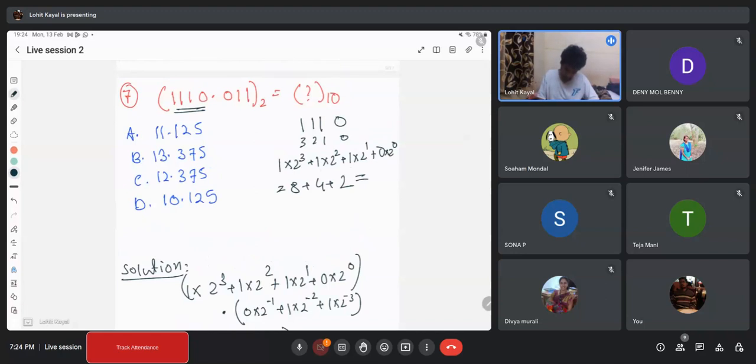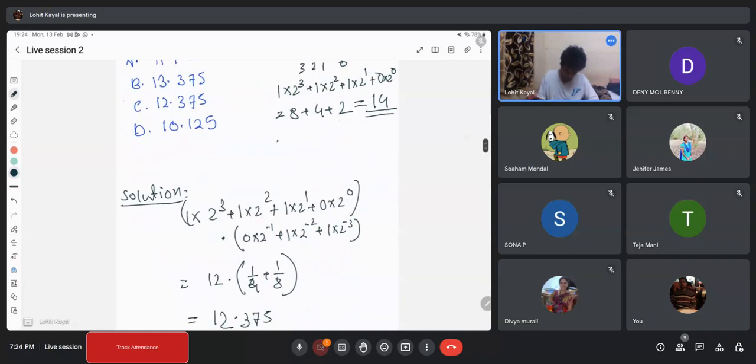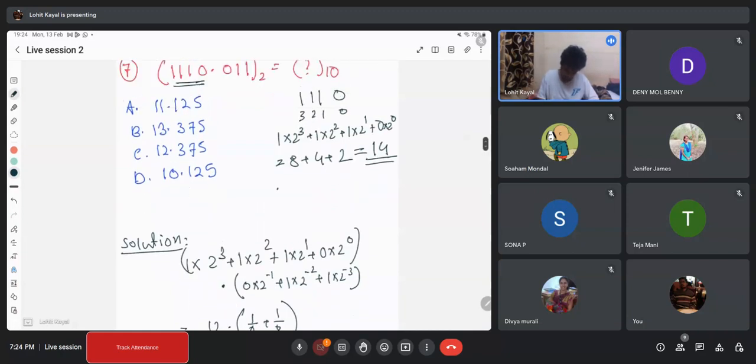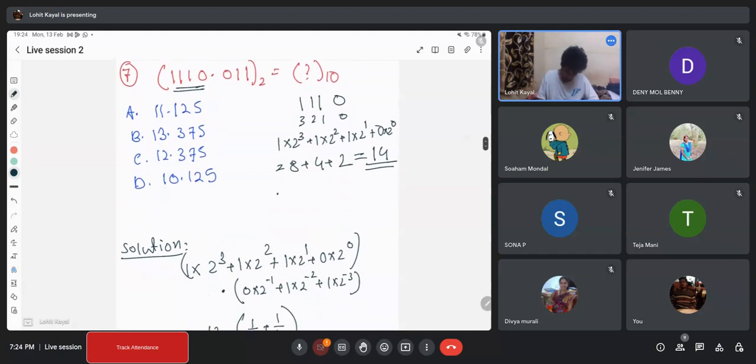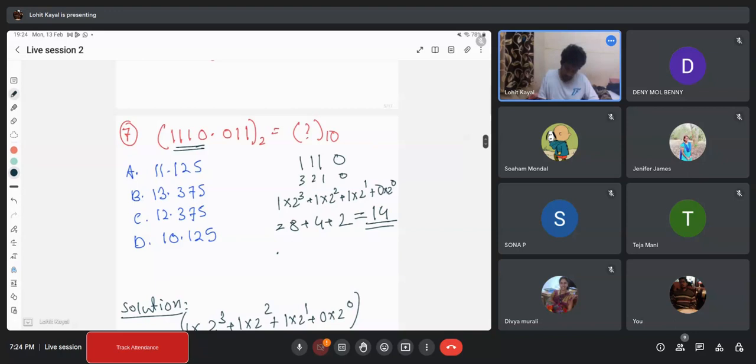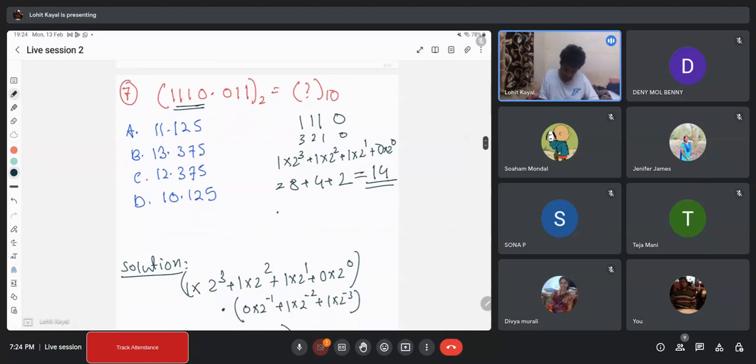8 plus 4 plus 2 equal to 14. And what will be 0.011? So it will be, the power counts here like this. This is -1, this is -2, this is -3.